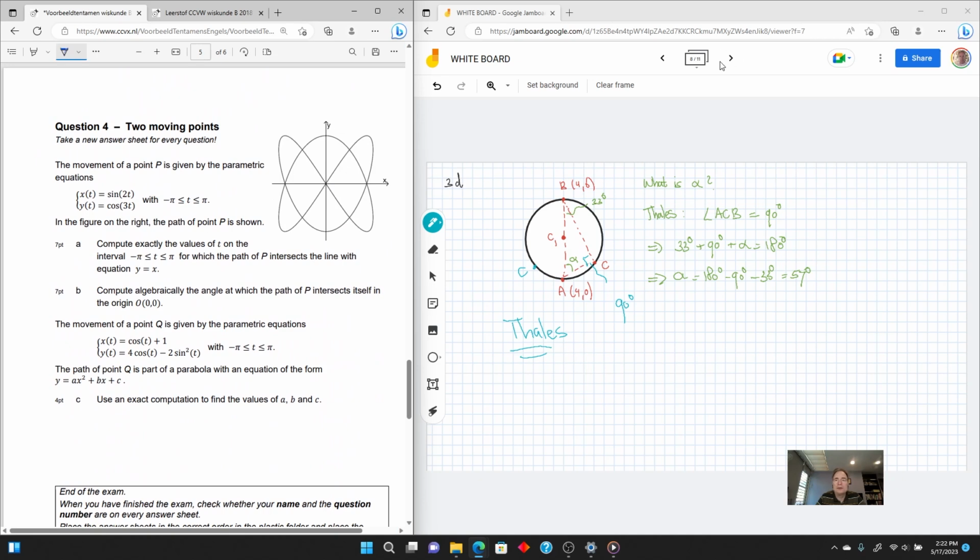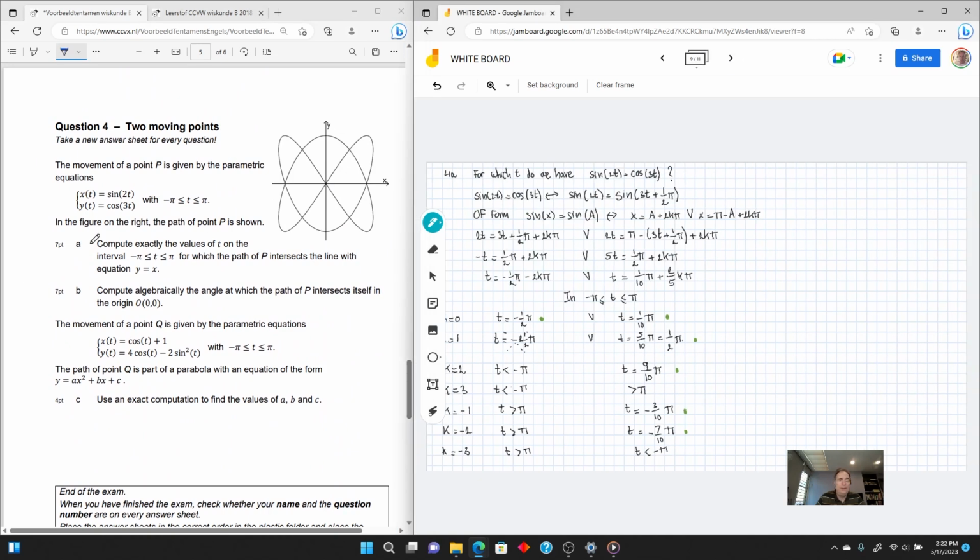Question 4. This exam actually was a little bit shorter than normal because I think they had some logistics issue and they had to make it 2.5 hours. But no exam is complete without a parametric equation. And you can make beautiful curves with this.